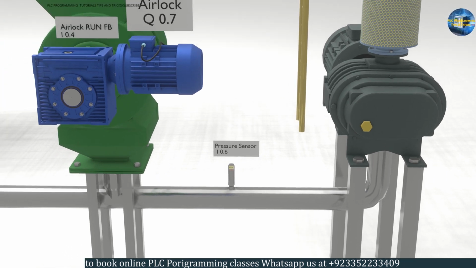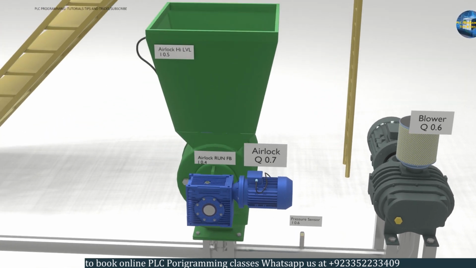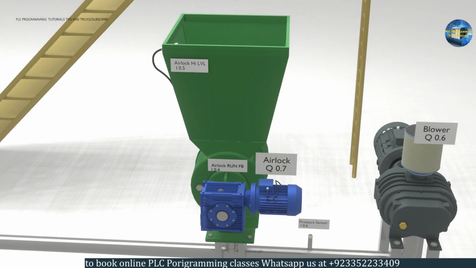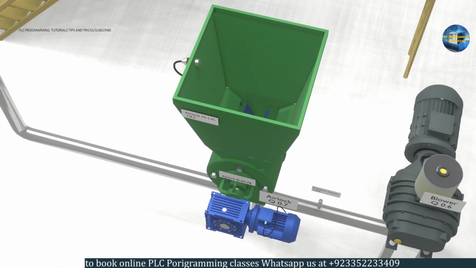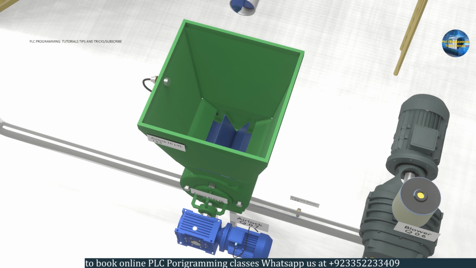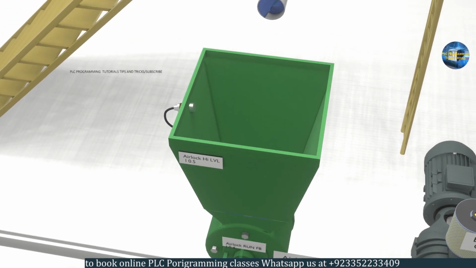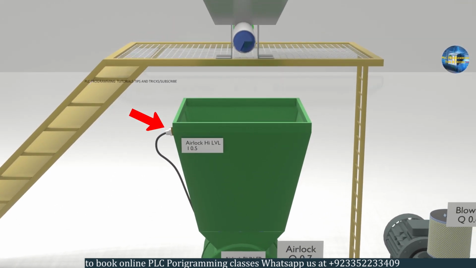Next, we have the airlock Q0.7. This is also referred to as a rotary valve. It basically takes the material from the hopper in small packets and drops these packets in the pipe. It has a run feedback I0.4. This airlock or rotary valve has a hopper to collect material. This hopper has a high level sensor I0.5.